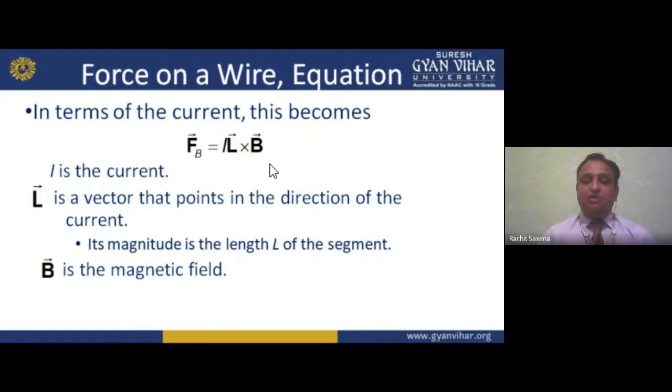And B is always known as the magnetic field, and we always use B for the magnetic field density. Instead of density, we can write magnetic field, because density is the flux per area, or we can say Weber per meter square. I hope you understand this.